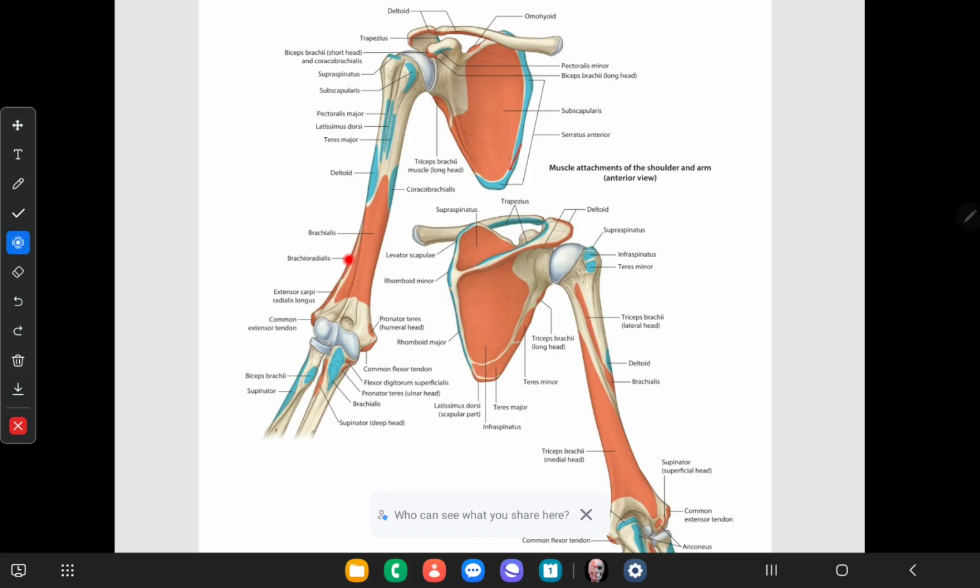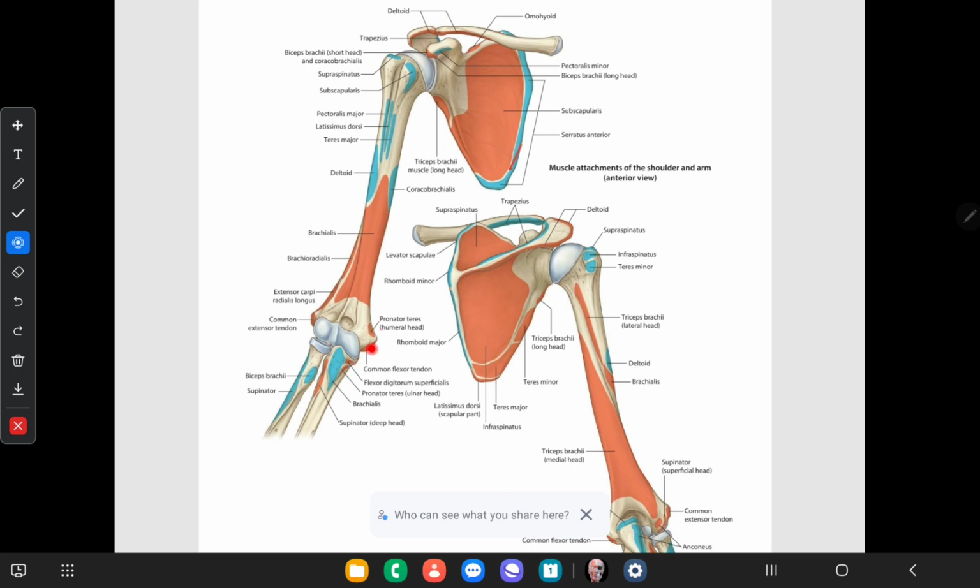In the lateral supracondylar ridge, upper part gives origin to the brachioradialis muscle, which is an extensor muscle in the forearm. Lower part gives origin to the extensor carpi radialis longus muscle, which is also a muscle in the extensor compartment of the forearm. Here it says common extensor tendon. That means this is the lateral epicondyle. Lateral epicondyle gives origin to the extensor muscles of the forearm. Most of the extensor muscles of the forearm originate from the lateral epicondyle. That's why this name is given.